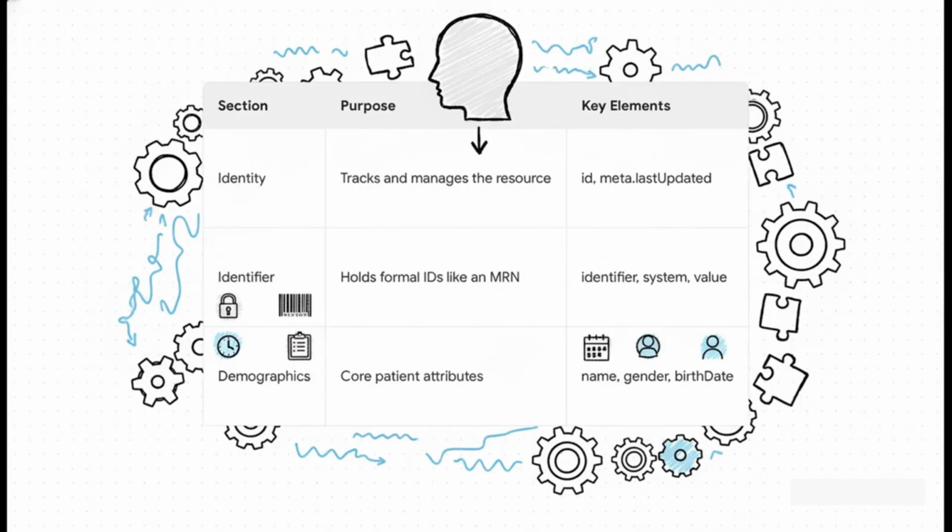And this shows you exactly what that looks like. This is a breakdown of what's called a FHIR patient resource. Just look at how clean and organized that is. You've got a section for identity, another for formal IDs like a medical record number, and a really clear section for demographics like name and birth date. This is the standardized structure that finally allows all those different systems to understand each other.